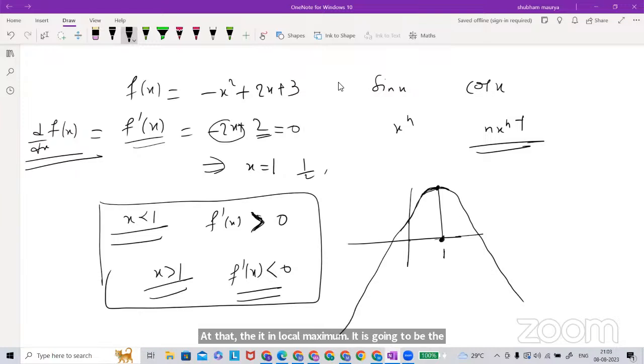Sir, how to mathematically find global maxima?